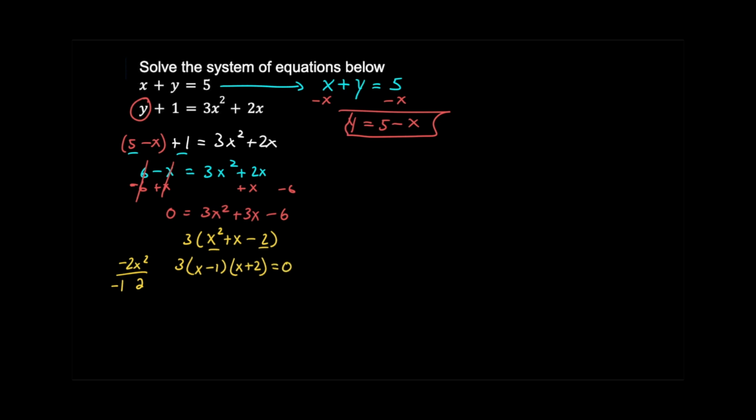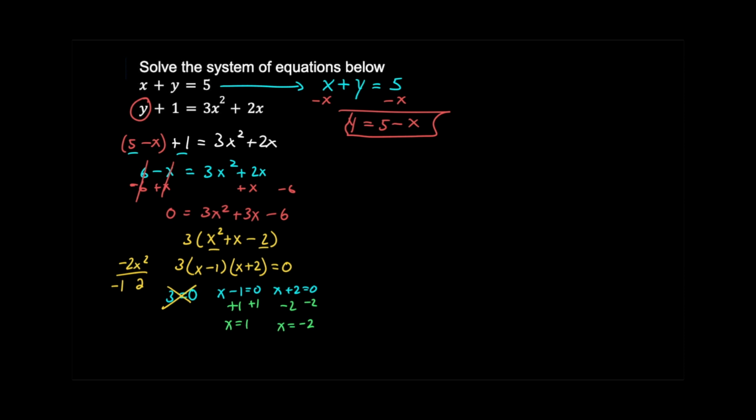We still haven't done the solving part, so it's still equal to 0. So we'll set each of the factors equal to 0 because of the zero product property, and then solve each of those. So the first factor doesn't actually give us an answer, but we'll add 1, giving me x equals 1, and subtract 2, giving me x equals negative 2.